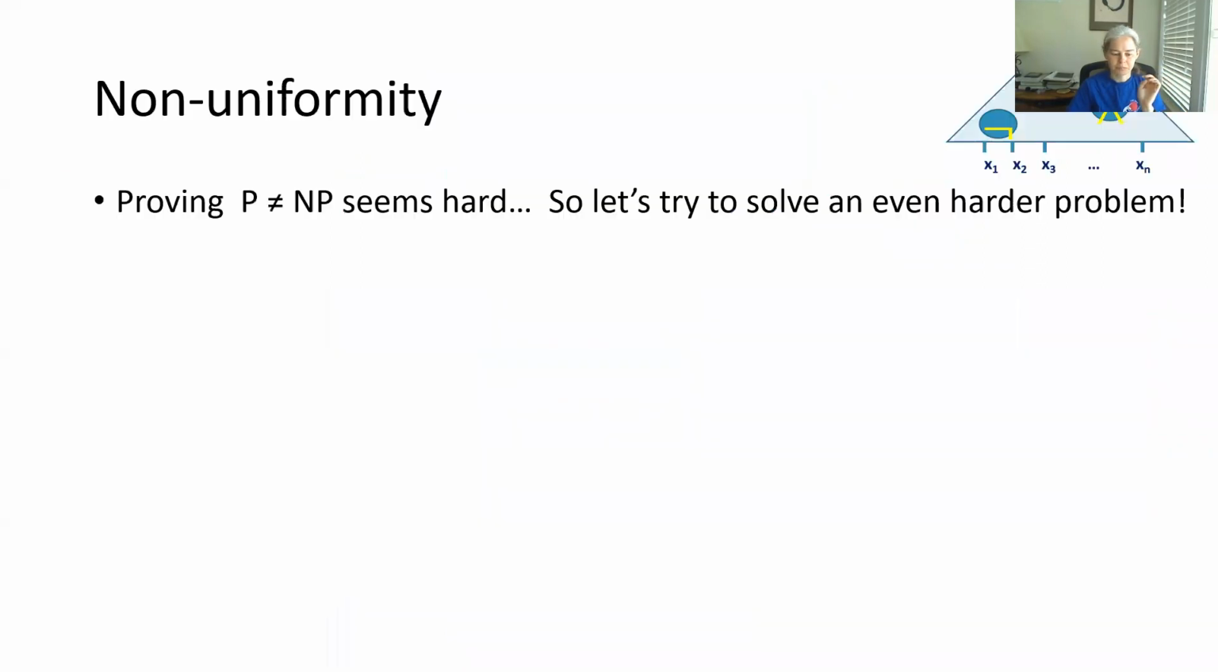So I mentioned that it's P versus NP and friends that we are talking about. So let me talk about the friends of P versus NP. This seems very counterintuitive. We don't know how to prove that P is not equal to NP. So let's solve a harder problem. And here's what it is.